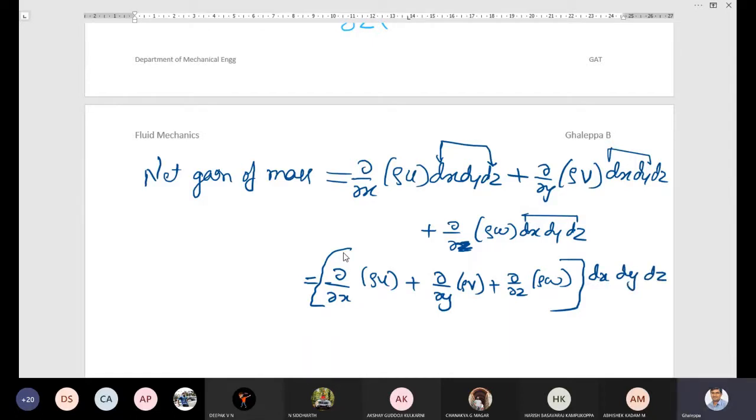Okay, now dx, dy, dz is a constant. It may be 1 meter, 1 meter, 1 meter, 1 into 1 into 1 into, again, 1 meter. So the net mass is also equal to 0, because there is no accumulation of mass of fluid. What is the conservation of mass? m1 is equal to m2. So this total equation should be equal to 0.